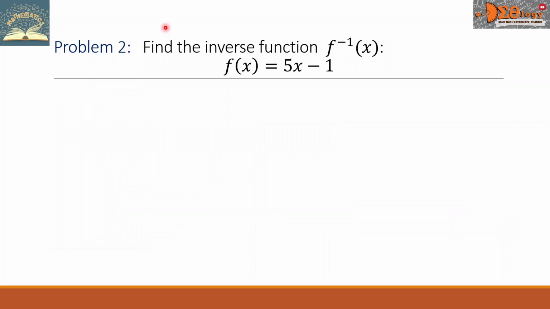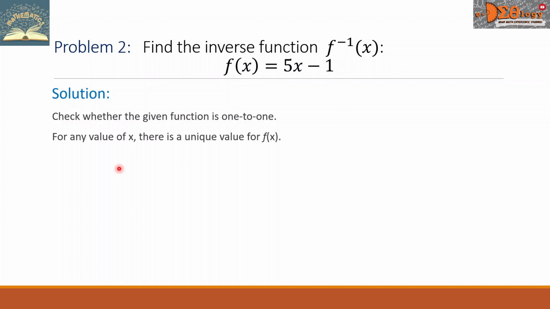Problem 2. Find the inverse function f inverse of x. The function is f of x equals 5x minus 1. We check first whether the given function is 1-to-1. And yes, it is. That means for any value of x, there is a unique value for f of x.